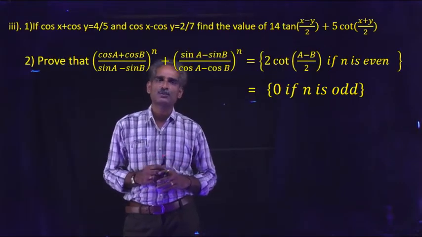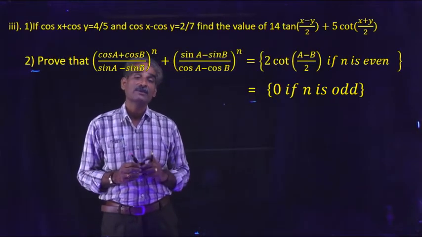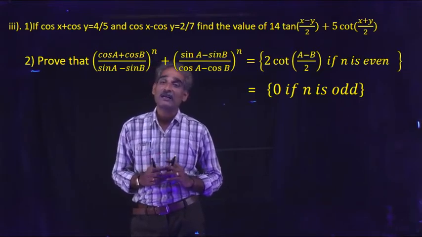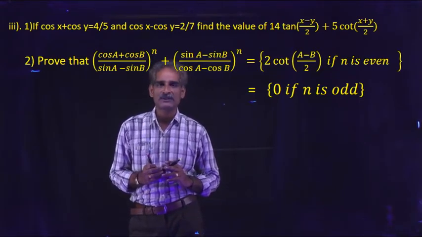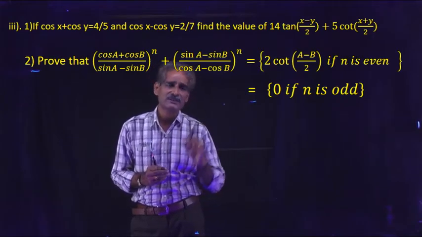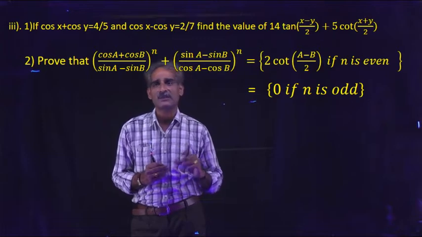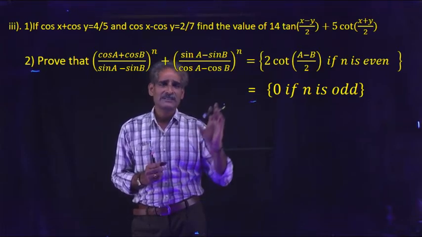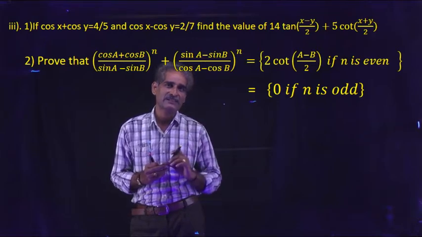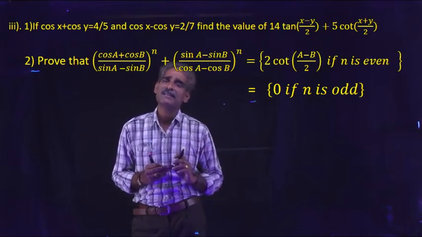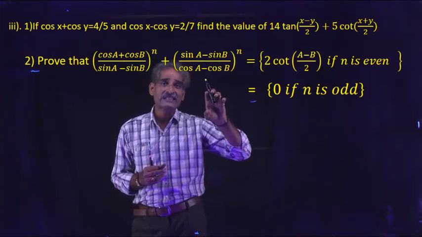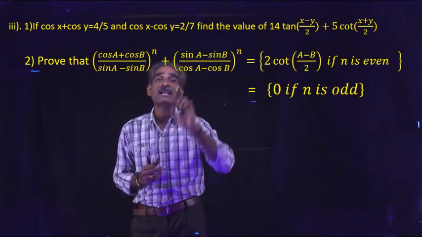So see these two problems. The first one: cos x + cos y = 4/5 and cos x - cos y = 2/7. Find the value of 4 tan((x-y)/2) + 5 cot((x+y)/2). Just observe the angles in the required expression: (x-y)/2 and (x+y)/2. These types of angles will occur by transformations.